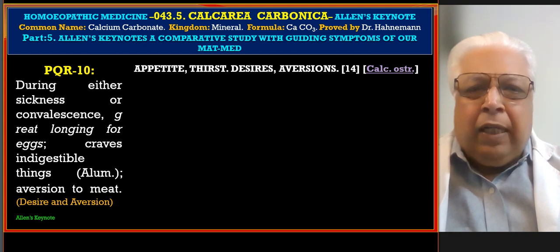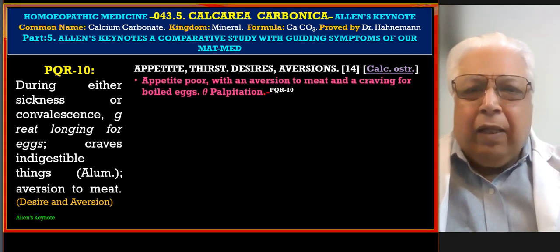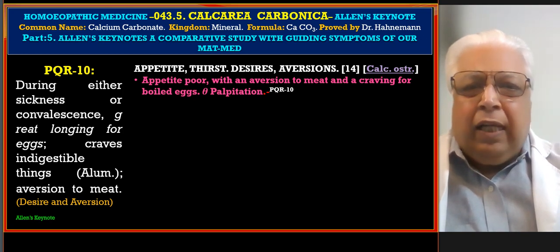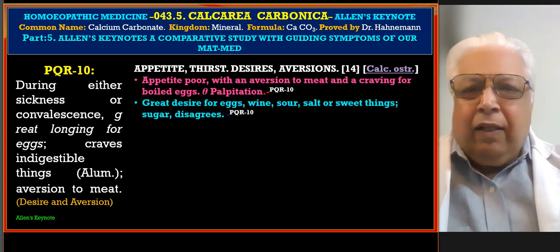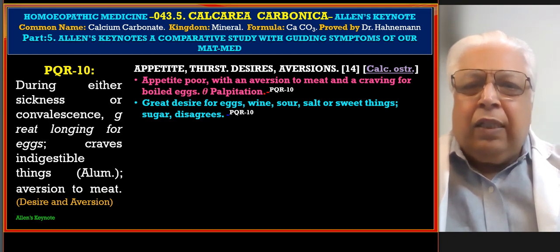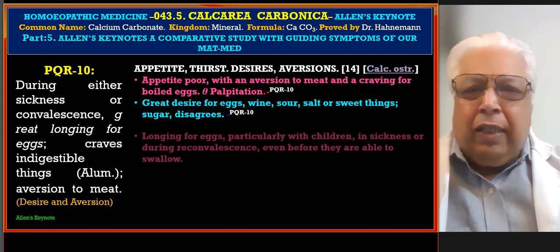We come to the appetite, thirst, desire, aversion, chapter 14. And this is the first great representation here: appetite poor, with an aversion to meat and craving for boiled eggs. Now we get second great representation again here: great desire for eggs, wine, sour, salt or sweet things. Sugar disagrees.